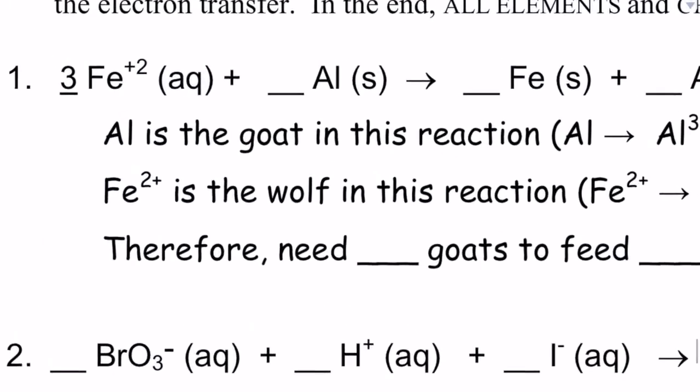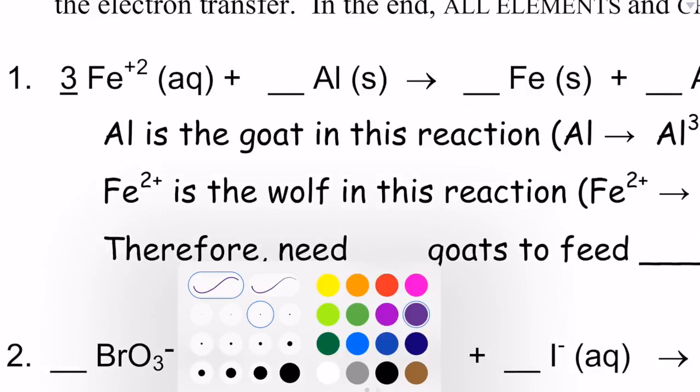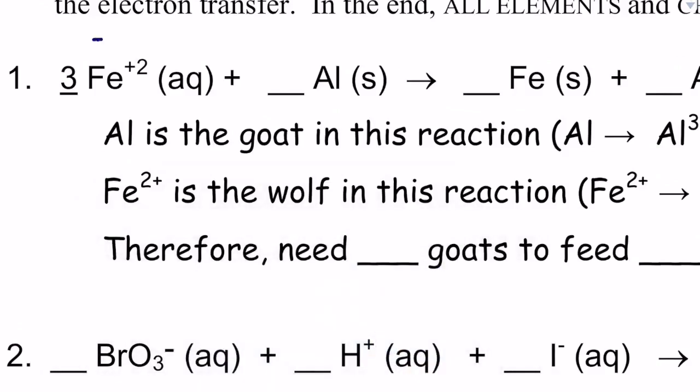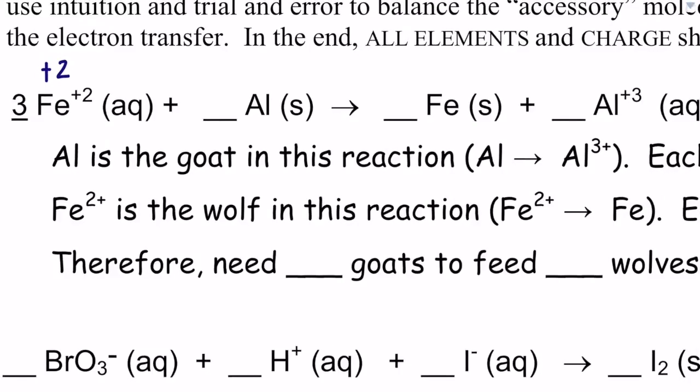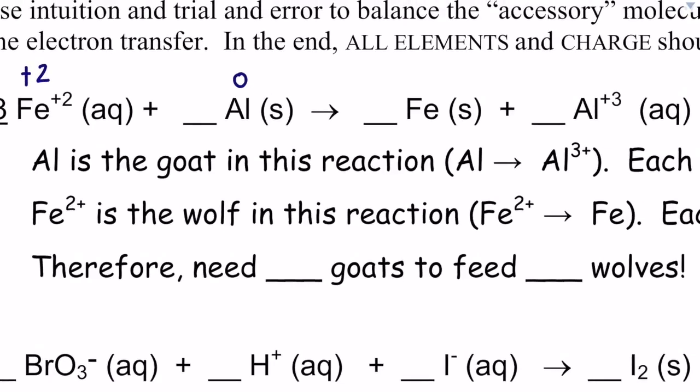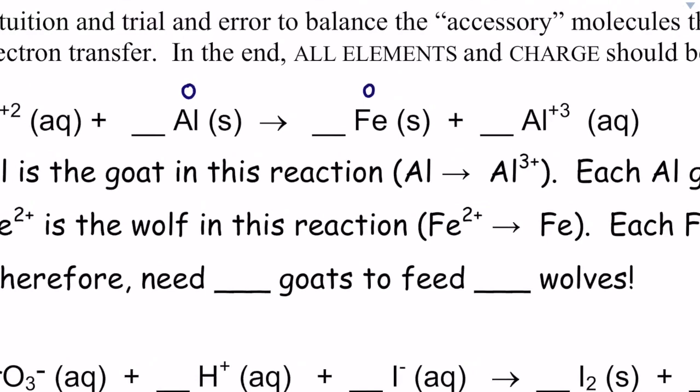So remember that elements that have a charge, that is the oxidation number. So for iron 2 plus, the oxidation number is +2. For an element in its elemental state, the oxidation number is 0. So aluminum is 0. Same for iron, it's in its elemental state, so its oxidation number is 0. And our aluminum oxidation number is +3 because it is in its charged form, which means its oxidation number will be the same as its charge.